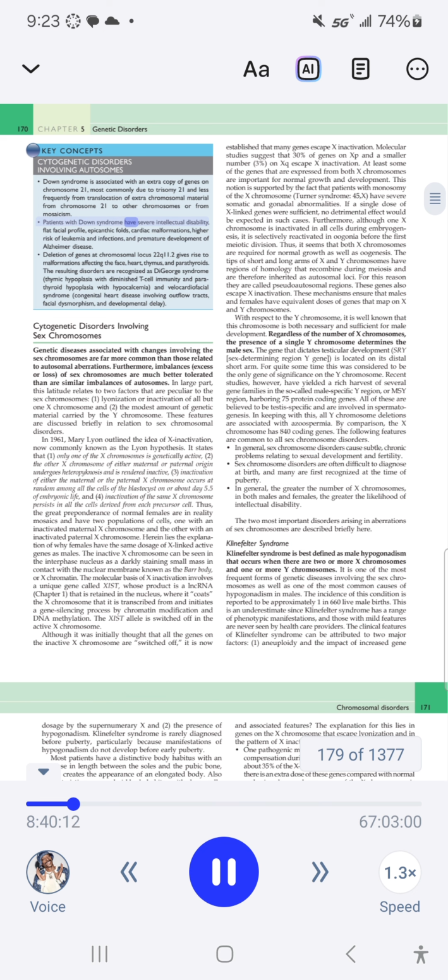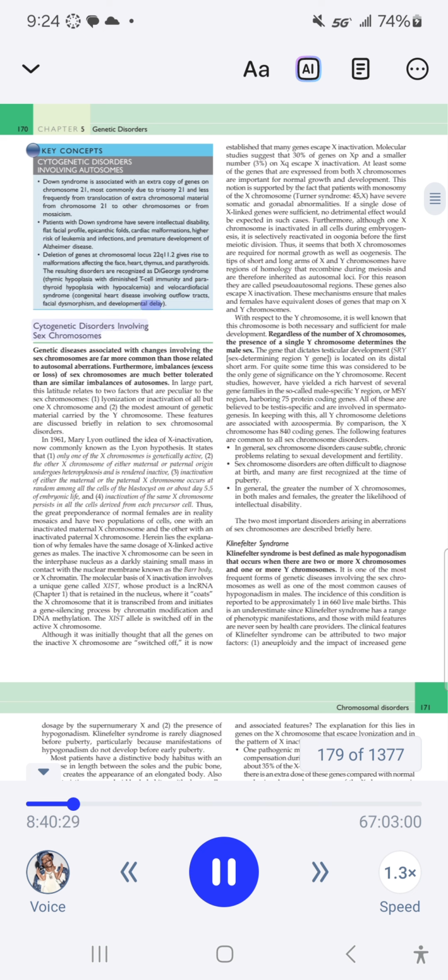Patients with Down syndrome have severe intellectual disability, flat facial profile, epicanthic folds, cardiac malformations, higher risk of leukemia and infections, and premature development of Alzheimer's disease. Deletion of genes at chromosomal locus 22q11.2 gives rise to malformations affecting the face, heart, thymus, and parathyroids. The resulting disorders are recognized as DiGeorge syndrome, thymic hypoplasia with diminished T-cell immunity, and parathyroid hypoplasia with hypocalcemia, and velocardiofacial syndrome, congenital heart disease involving outflow tracts, facial dysmorphism, and developmental delay.